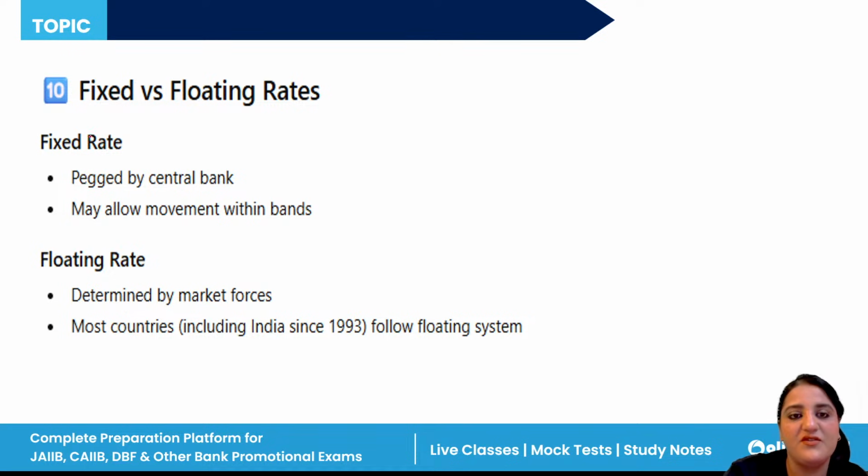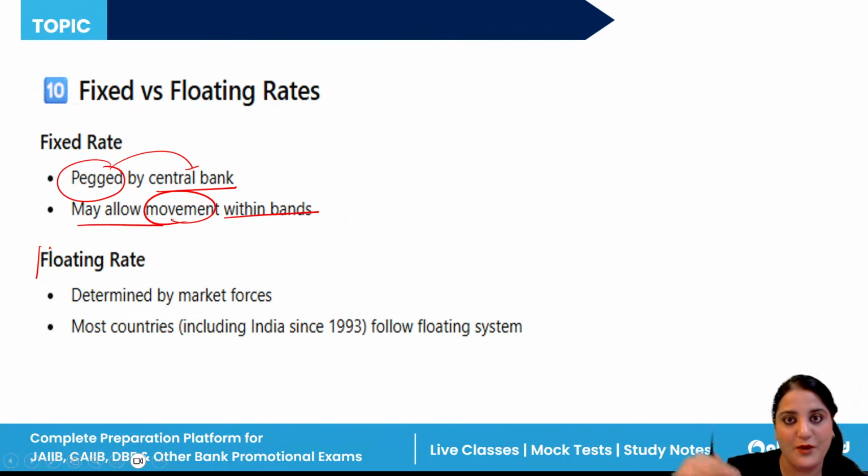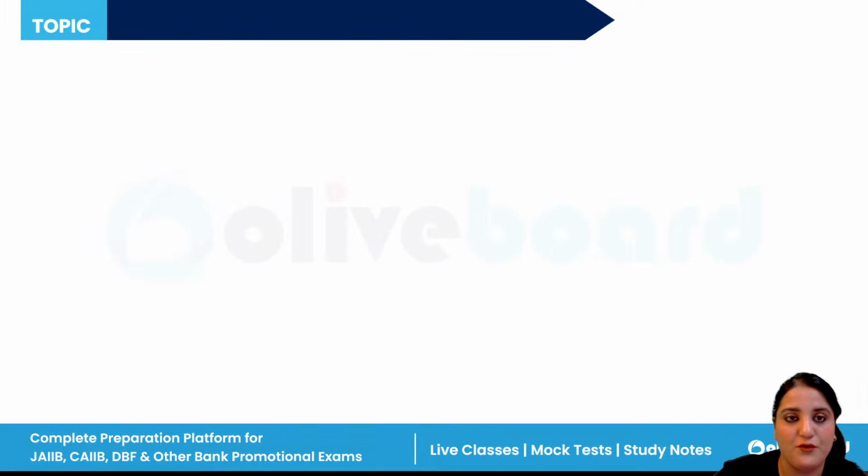So what is a fixed rate? A fixed rate is one that is pegged by the central government. It allows movement within the bands. And what is floating? Floating means flowable, determined according to the factors going on in the market, and most countries now follow this floating system, including India after 1993. Fixed is where everything is fixed by the central government and it allows movement within the bands, but floating means determined by market forces.